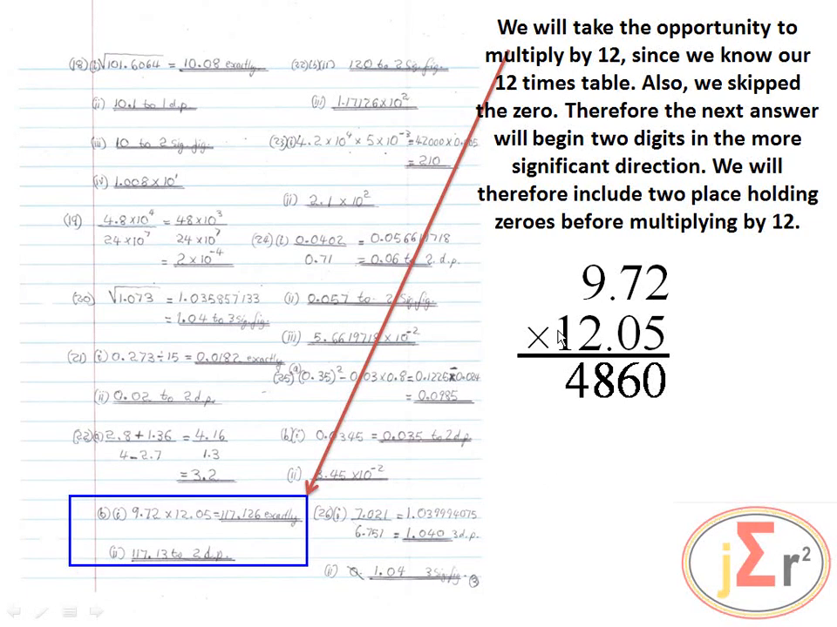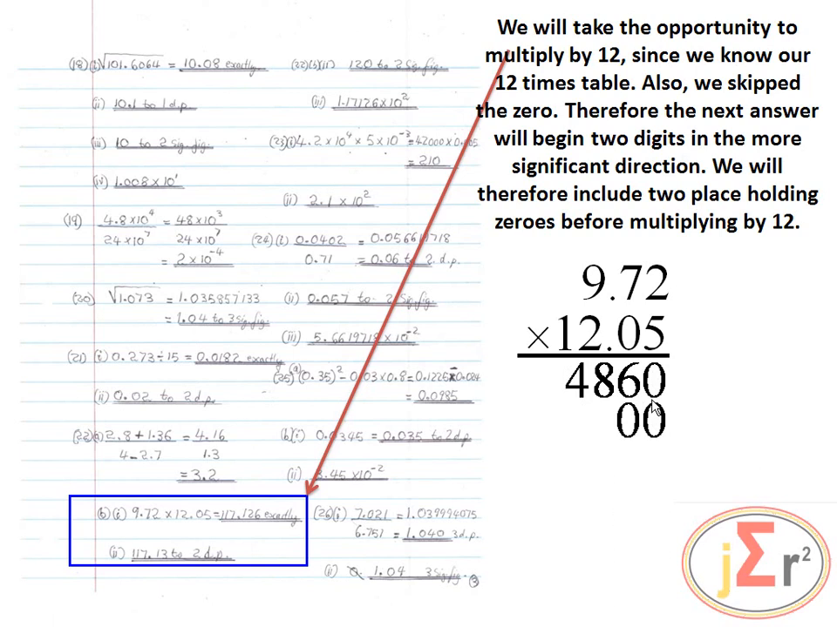But now we are saying use 5. This is the result of using 5. Then use the 12 because we know our 12 times table. What can be difficult about that? Also, notice that this 2 in the 12 is how far from this 5? 2 digits in the more significant direction. Therefore, we will begin this answer 2 digits in the more significant direction than the one that we have right here.